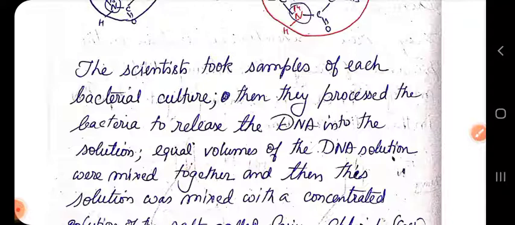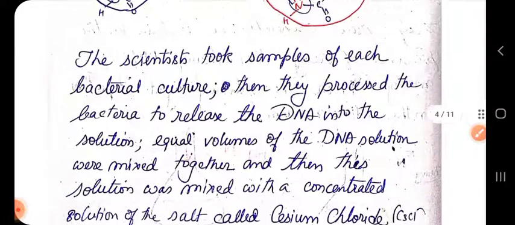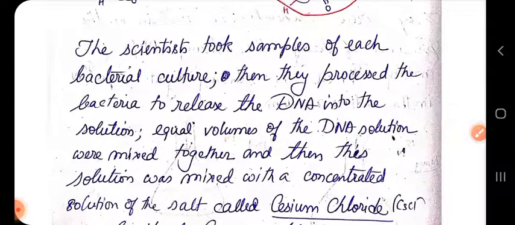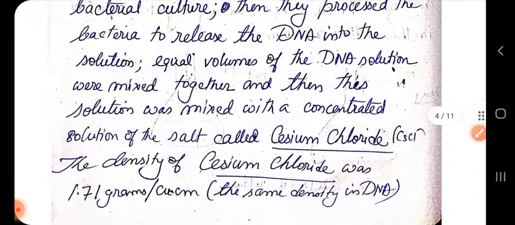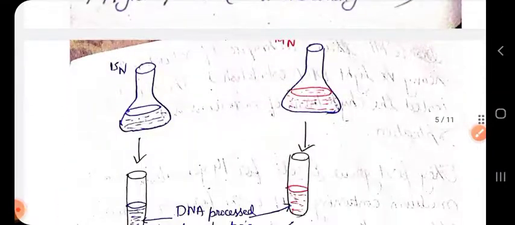We can isolate the DNA from that culture, and then equal volumes of the DNA solution were mixed. Both the DNA isolated from the N15 culture medium and the DNA from the bacterial culture of N14 medium were allowed to mix, and then we add a concentrated salt solution called cesium chloride. It looks like I have said this haphazardly, one after another. Let us move to the picture, then you will be able to understand.